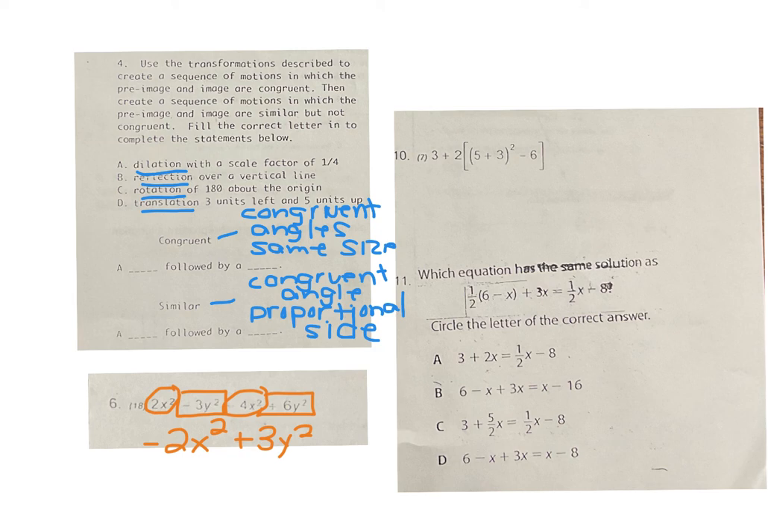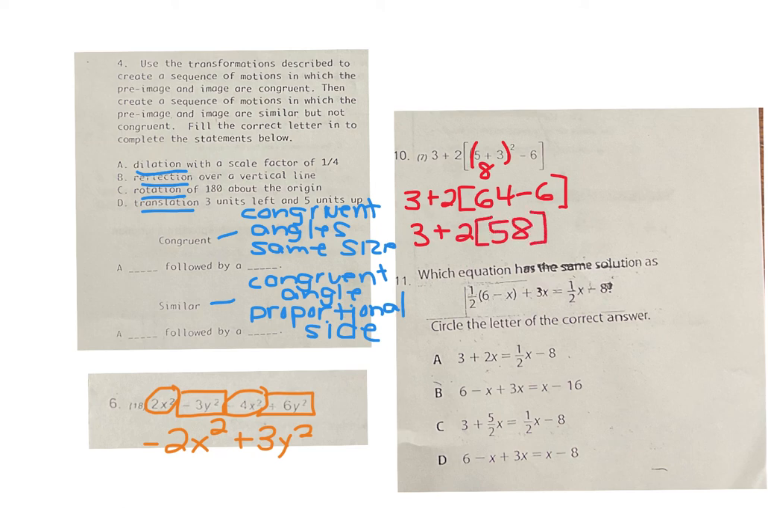As we take a look at number 10, first thing we need to tackle is grouping symbols. And within our grouping symbols, we also have some exponents. So I'm going to go to the innermost grouping. 5 plus 3 is 8, and 8 squared would then be 64. I'm going to bring down the rest of my problem. I still have some grouping symbols to go. So I'm going to take 64 minus 6, which would give me 58.